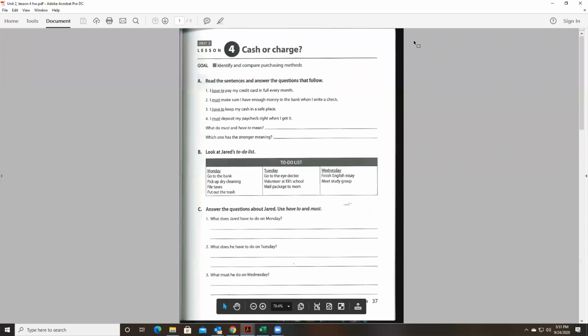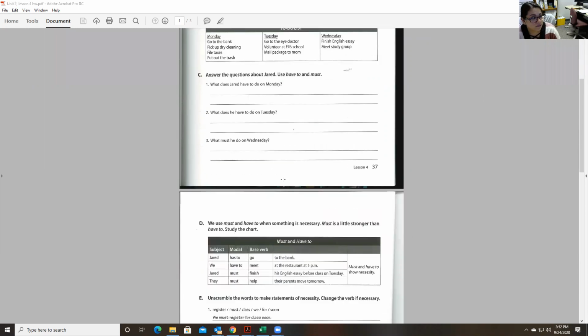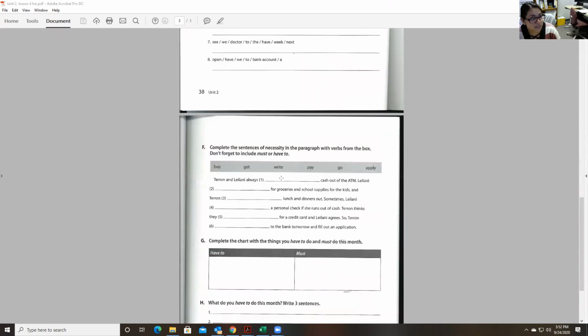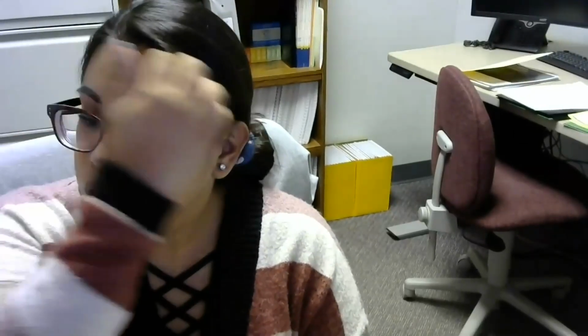Okay, after you complete that, you have your homework, which is page 37, 38, and 39. If you have any questions over the lesson or over the homework, just let me know. Otherwise, tomorrow I will send you lesson 5. Thanks.